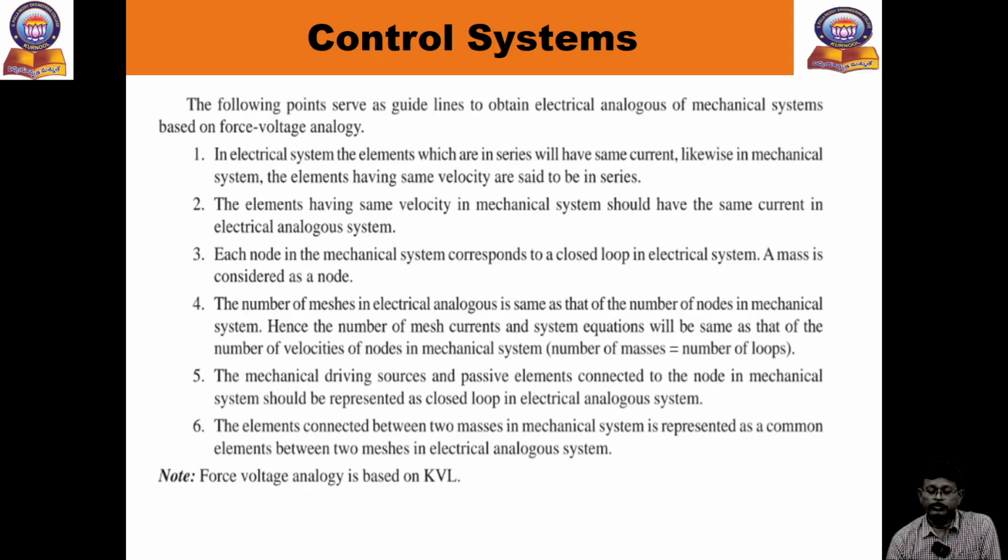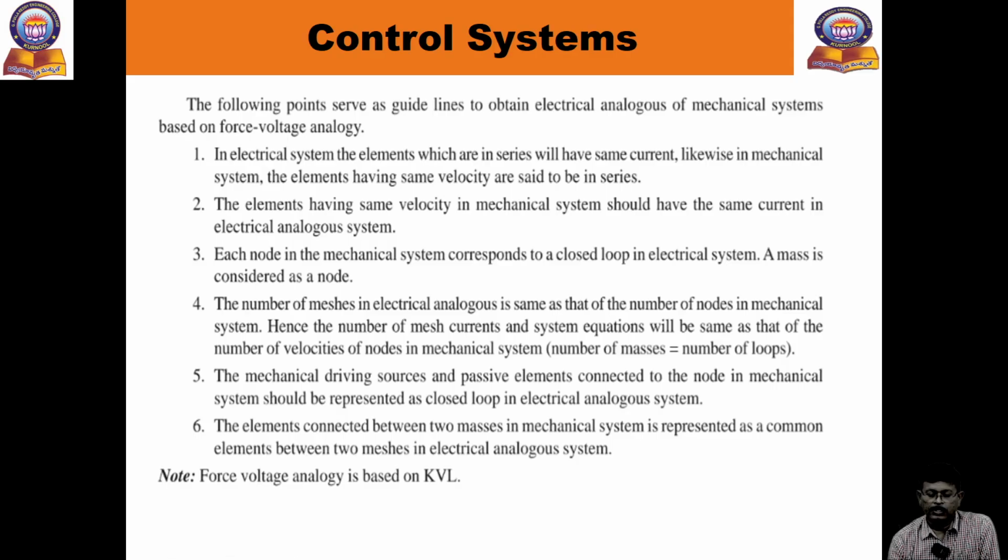Each node in a mechanical system corresponds to a closed loop in the electrical system. Here you are using the mass as a node. The number of meshes in the electrical analog is the same as the number of nodes in the mechanical system. The number of mesh current equations will be the same as the number of velocity nodes in the mechanical system, that is, the number of masses equals the number of loops. Suppose a problem has two masses, then you get two loops in the electrical system.